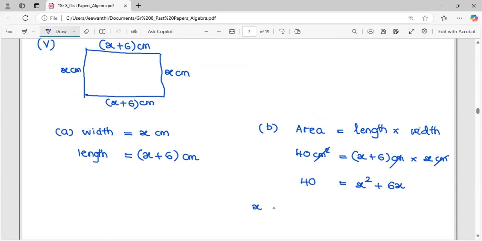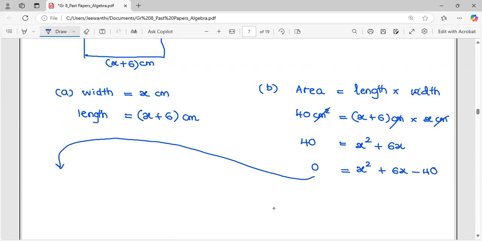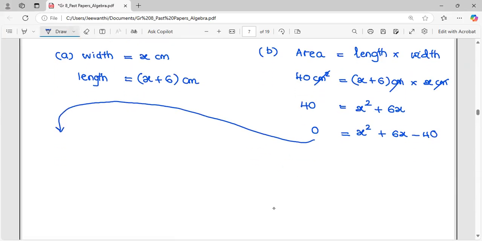I write it like this, x squared. The next step, I keep the 40 here as it is, right? And that becomes 0 now. Then I have x squared plus 6x minus 40. Then what I do, children, as I have enough space, I come with an arrow here and then I write x squared plus 6x minus 40 is equal to 0, right?